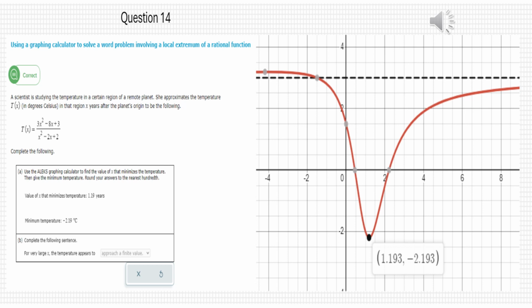Now, decimals always offers the answer using 3 decimal places. However, they want 2 decimal places. Well, round your answer to the nearest hundredth. So it is obvious that you round off. Okay, it's 1.193. If the next digit after the hundredth place, the second place, is less than 5, you delete it. And the answer is 1.19 years.